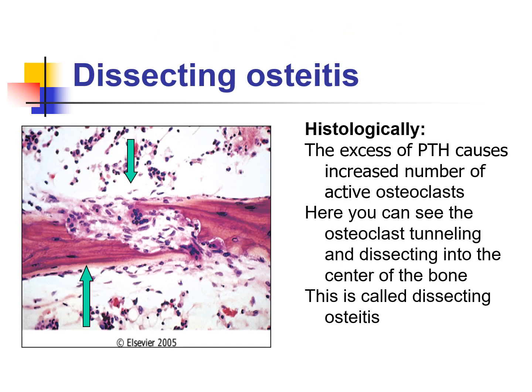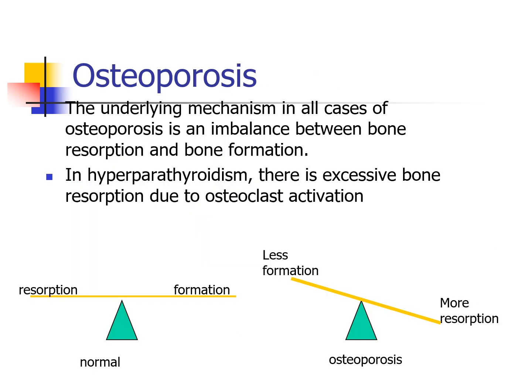In hyperparathyroidism, the excess parathyroid hormone causes increased number of active osteoclasts, and the osteoclasts can tunnel and dissect into the center of the bone, just like in the picture. So this is called dissecting osteitis. In hyperparathyroidism, there is excessive bone resorption due to the osteoclast activation, and this leads to osteoporosis.